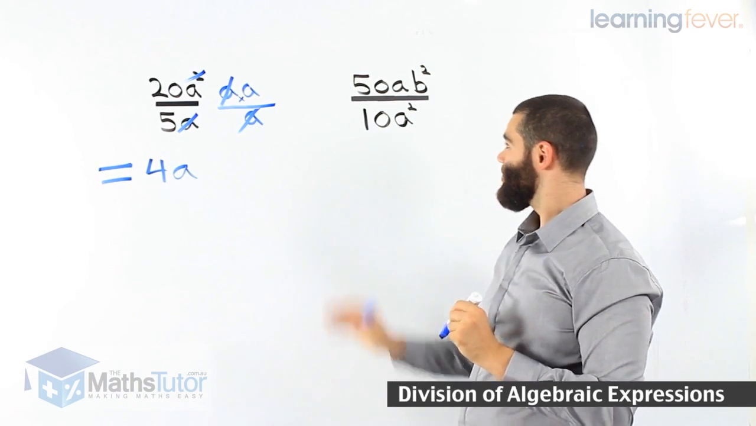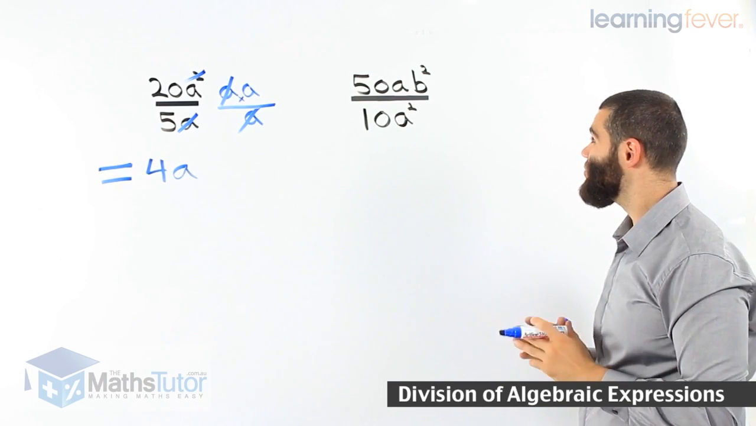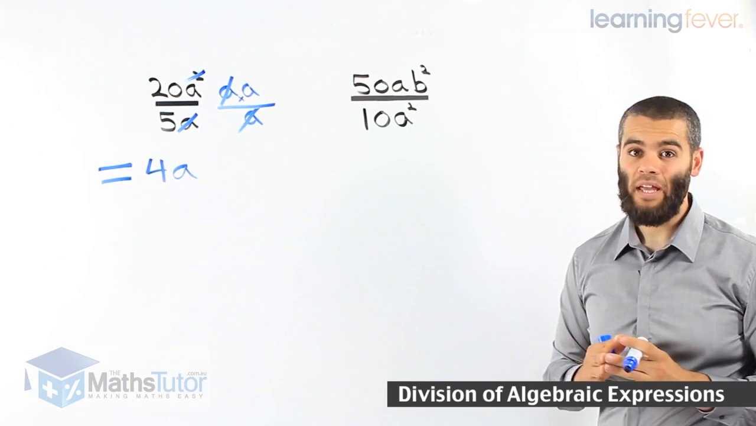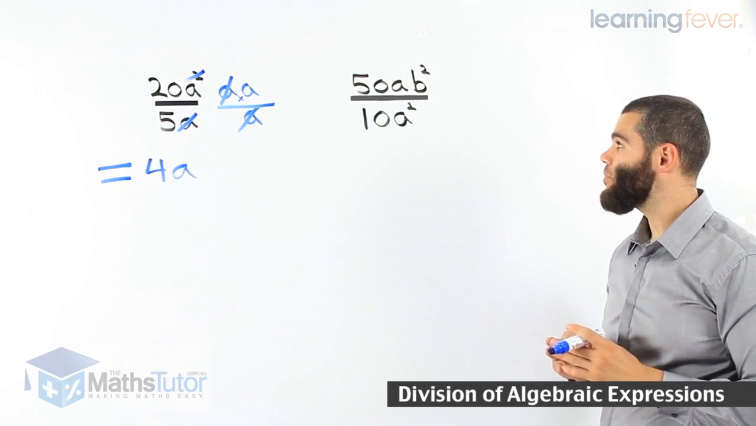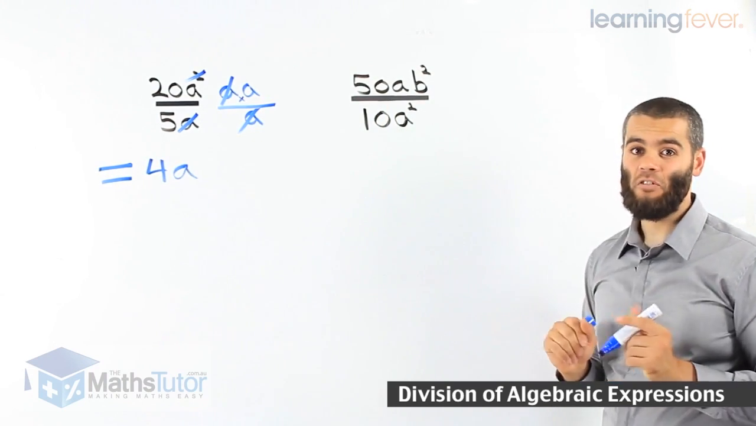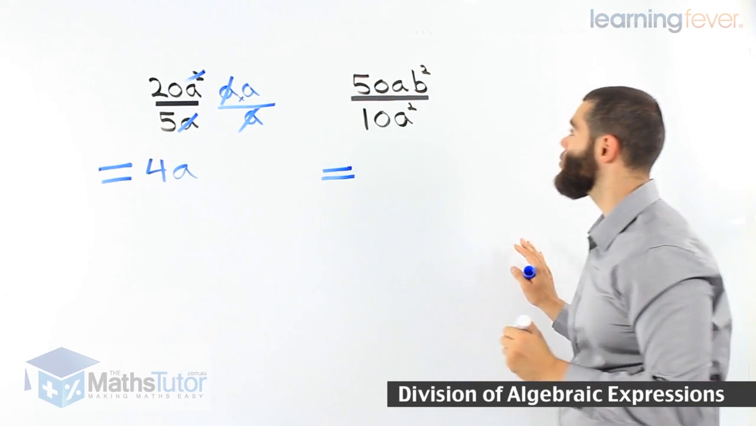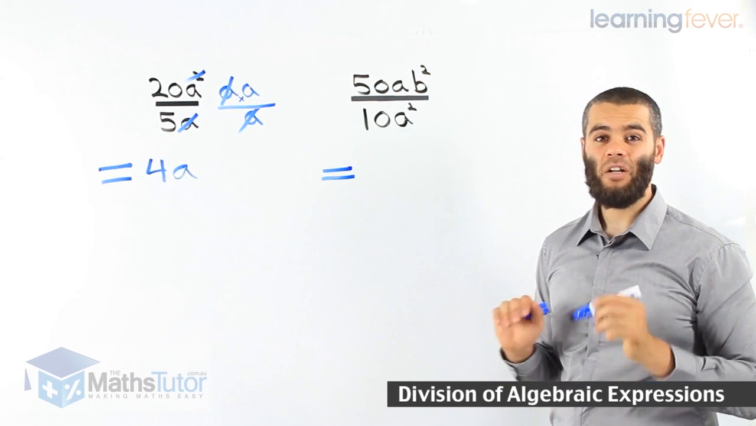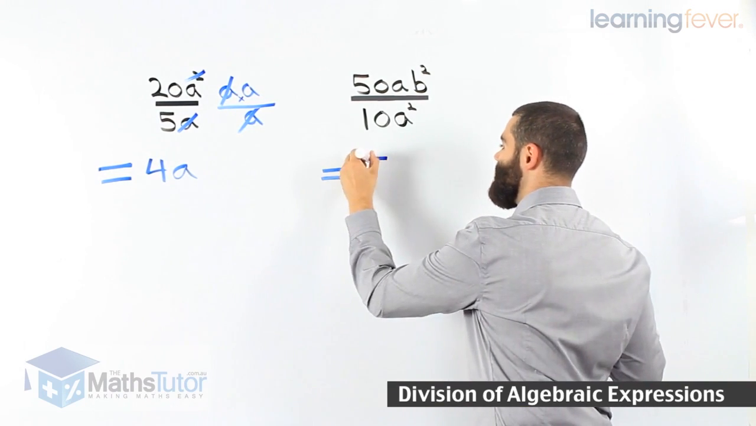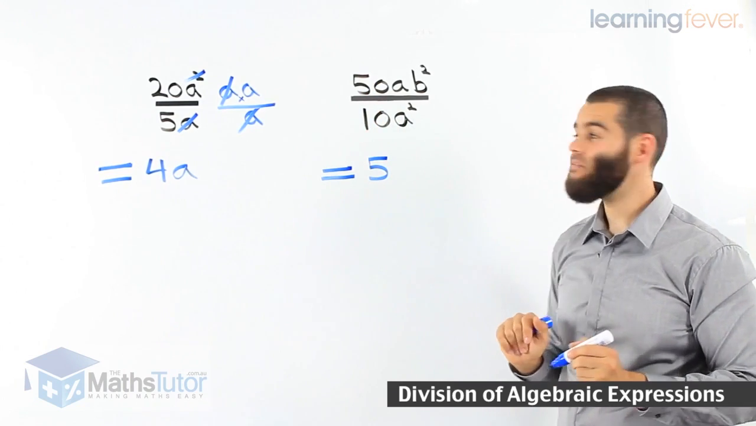Very important concept. Here we're going to follow the same rule. 50ab squared divided by, the fraction means divided by, 10a squared. Okay, let's start with the numerals first. 50 divided by 10 is 5.